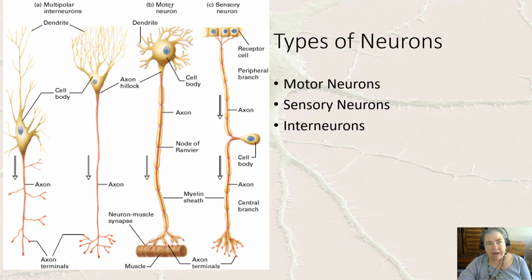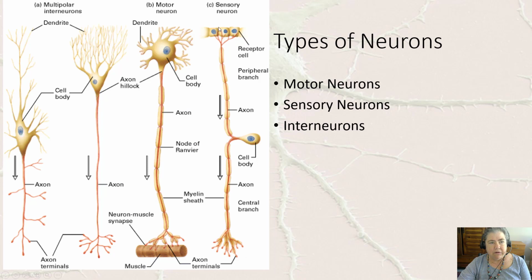A motor neuron is a unipolar neuron. It has a cell body, it has dendrites, it has a single long axon that terminates at the neuromuscular junction, at the synapse between the motor neuron and skeletal muscle. Same is true in the autonomic nervous system, terminating at smooth muscle in many cases.